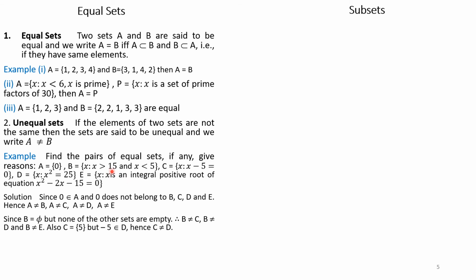Now, in this B, you see here, x is less than 5 and greater than 15. So B is empty, but none of the other sets are empty. Therefore, B is not equal to C, B is not equal to D, and B is not equal to E. Whereas, if you see, C is equal to {5}, but minus 5 belongs to D. Hence, C is not equal to D. So, in this set, C is equal to E, since E is equal to {5} and C is equal to {5}. Further, D is equal to {minus 5 and plus 5}, and E is equal to {5}. So, D is not equal to E.